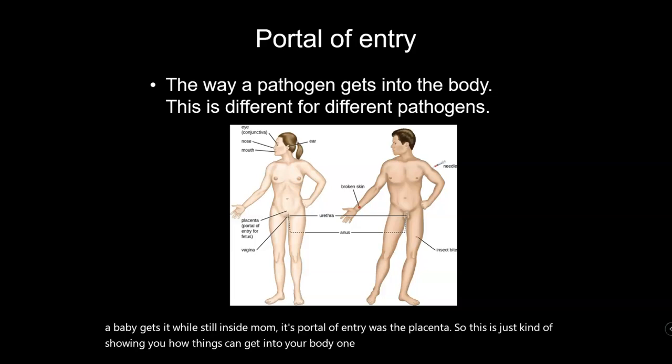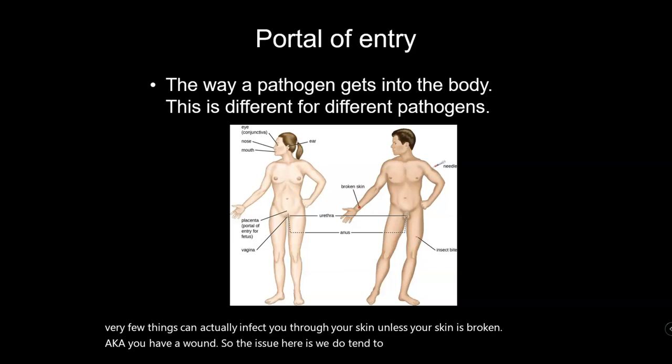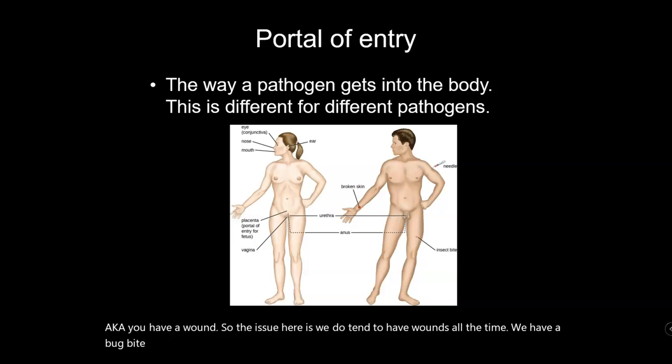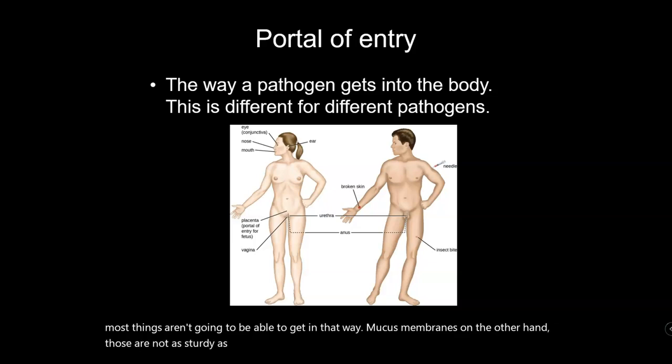One thing I always like to mention here is very, very few things can actually infect you through your skin unless your skin is broken, aka you have a wound. The issue here is we do tend to have wounds all the time. We have a bug bite, or we've scratched ourselves, or we cut ourselves shaving. But if your skin is unbroken, most things aren't going to be able to get in that way. Mucous membranes, on the other hand, are not as sturdy as your cutaneous membrane. And so notice that a lot more of this stuff is mucous membrane.